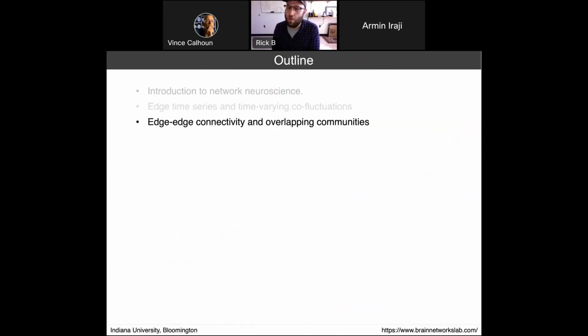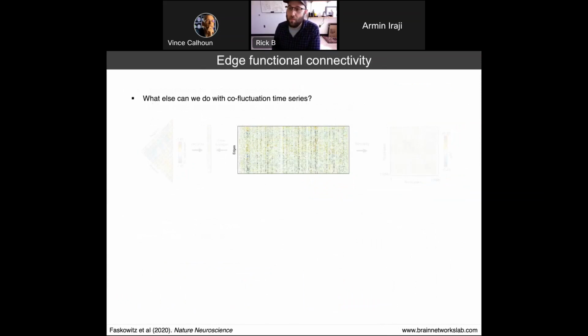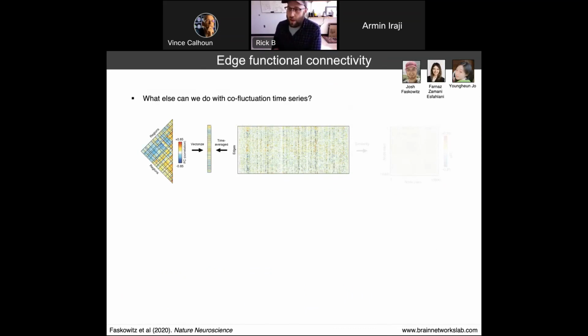I have just a little bit more to tell you about. This is now moving into what I'm going to call edge connectivity, or edge functional connectivity. I've been talking a lot about these Edge time series. Again, my group is very excited about them. They tell us something about how edge weights vary across time, it's a mathematical decomposition, and we're quite fond of them. We started asking ourselves, right around the same time that Farnaz's PNAS paper came out, what else can we do with Edge time series?